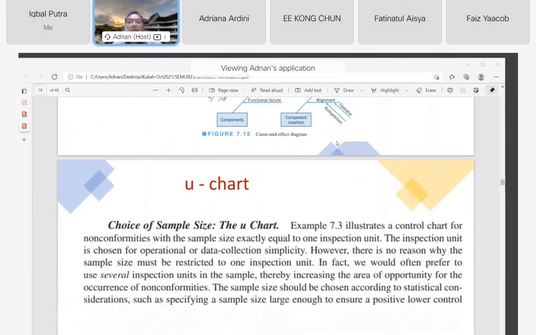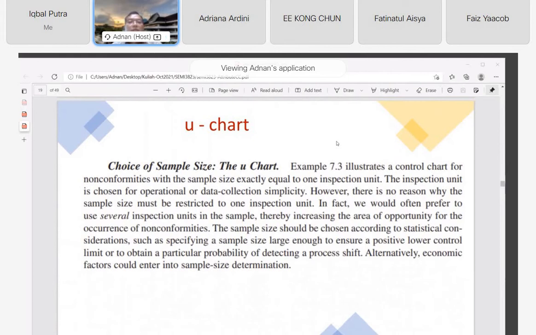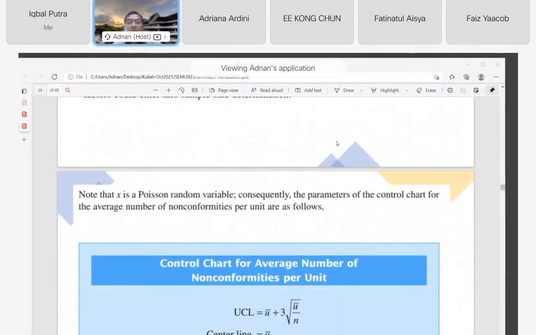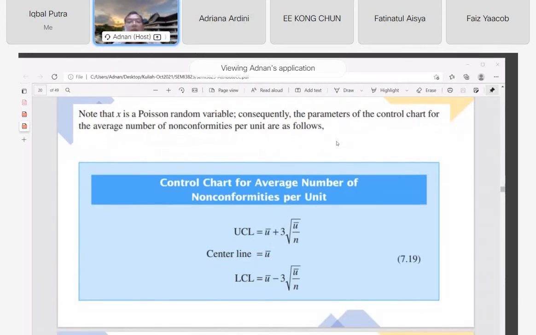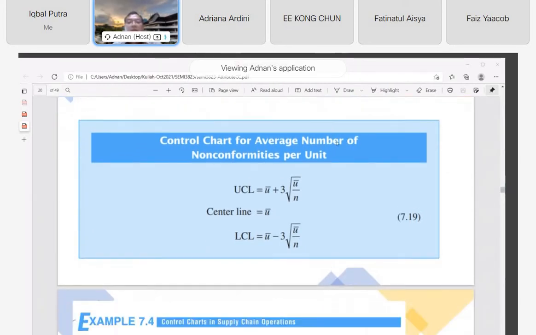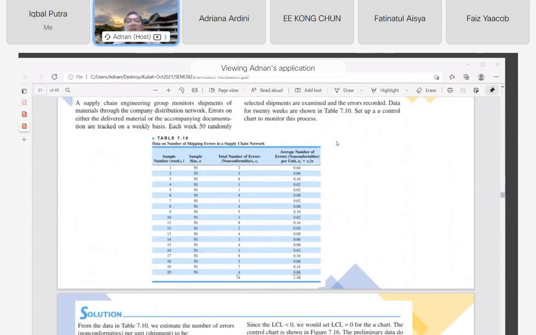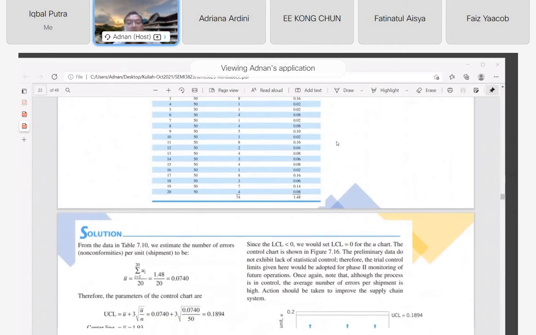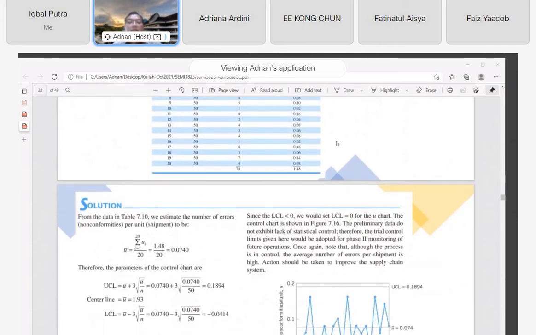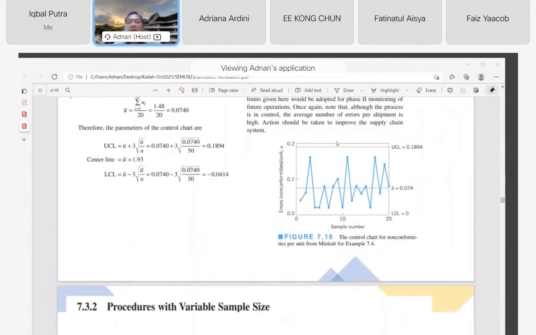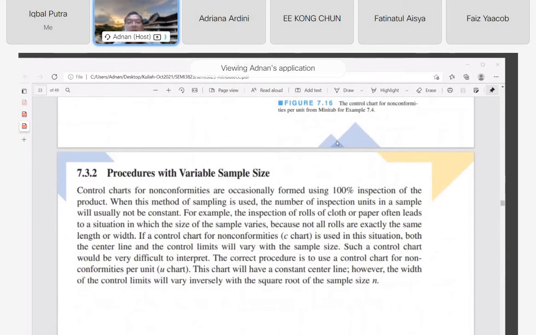We also study U chart. U chart is very useful when we have variable sample size, because U is actually the ratio C over N. So these are the formula to get the control limits. And also we have here examples. In your assignment also you have related question, almost similar to what we have discussed. So you have to check your understanding by doing the assignment.